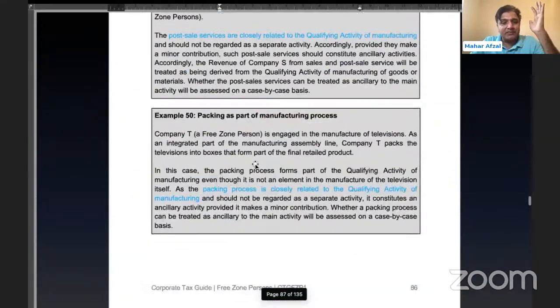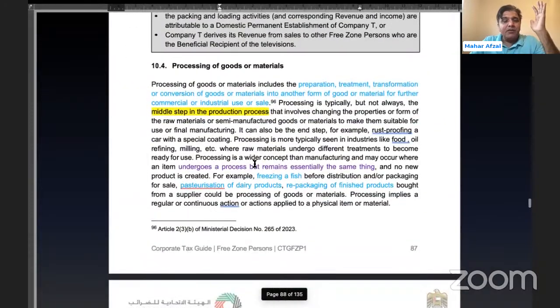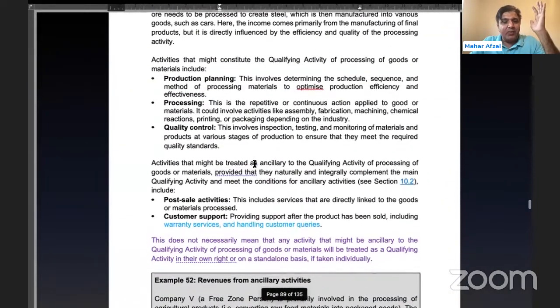I have already told you. Then processing of goods and material, you can go through this. This is end to end.